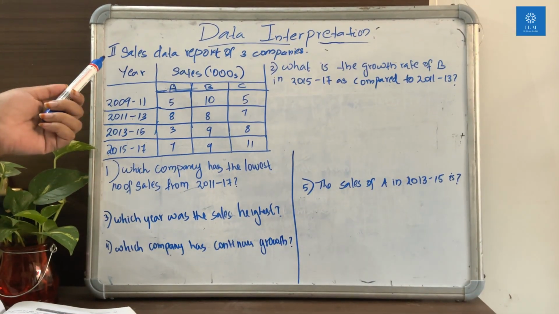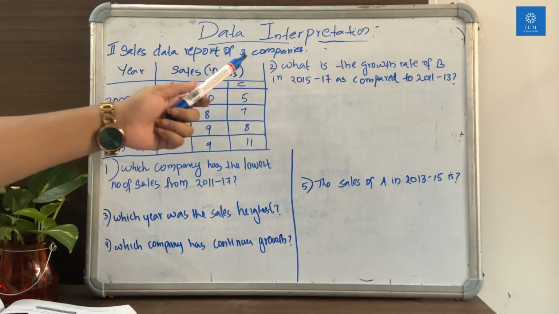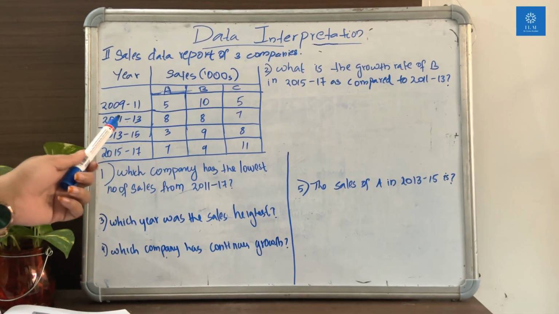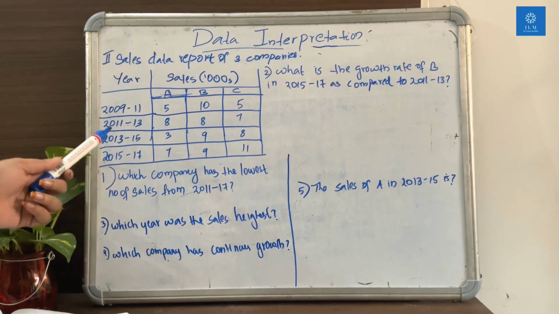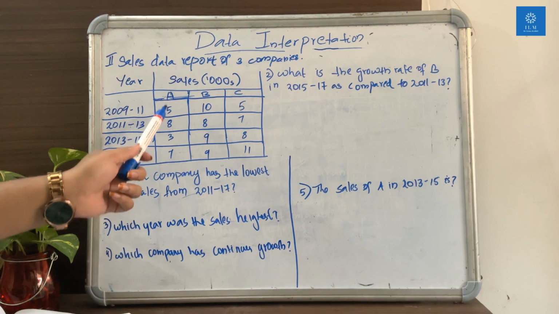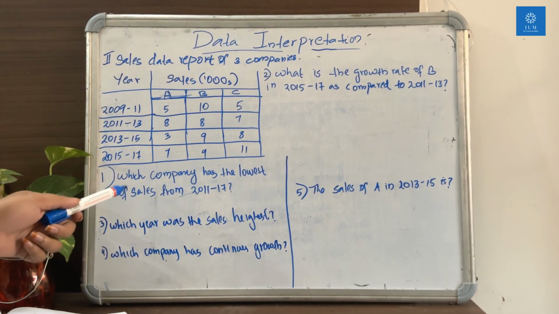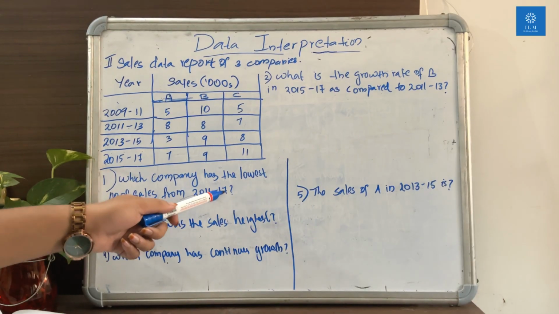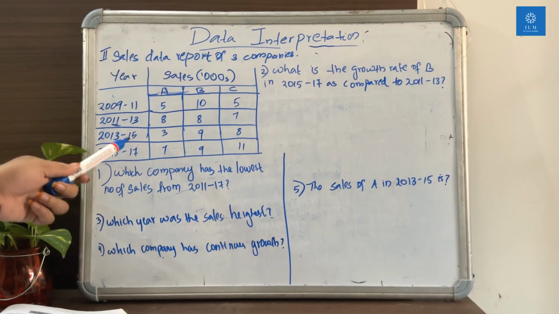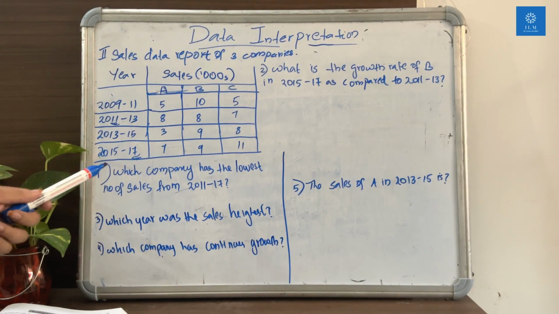So next we are discussing a tabular data problem. Here the sales data report of 3 companies A, B and C is given in thousands. From 2009 to 2017, in a tabular column it's given year and sales, company A, B and C. So the question is, which company has the lowest number of sales from 2011 to 2017?